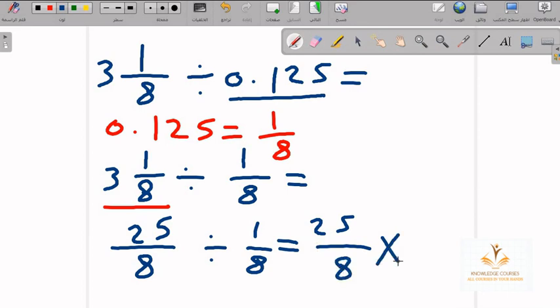Change the divide to multiply and flip the next term: 8 over 1. So we simplify that. 8 divide 8 equals 1, 8 divide 8 equals 1. That's numerator with numerator and denominator with denominator. This equals 25. This is the result. We finish this lesson.